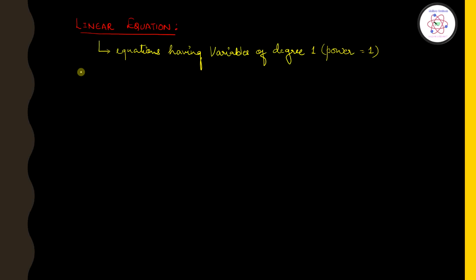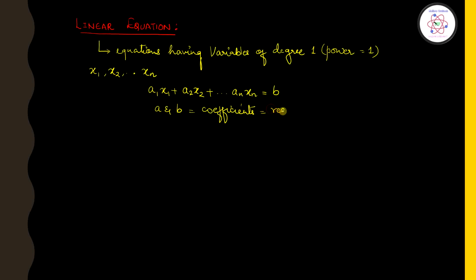Say a linear equation has the variables x1, x2 up till xn. Then the linear equation can be written as a1 x1 plus a2 x2 plus ... plus an xn equal to b, where a and b are the coefficients, which could be either real or complex.